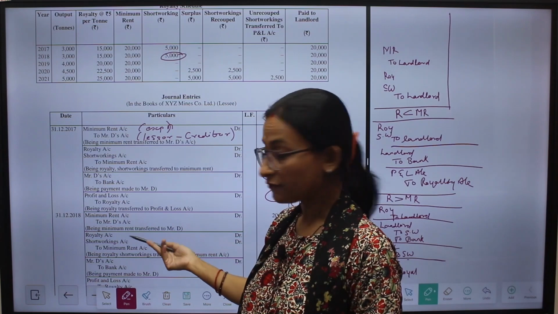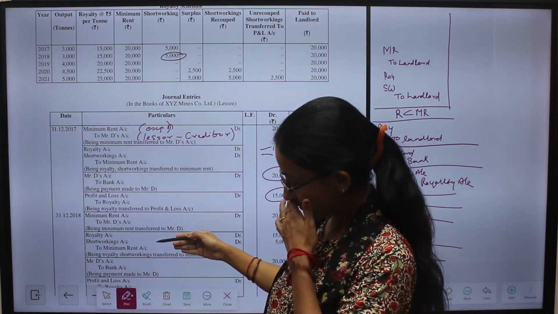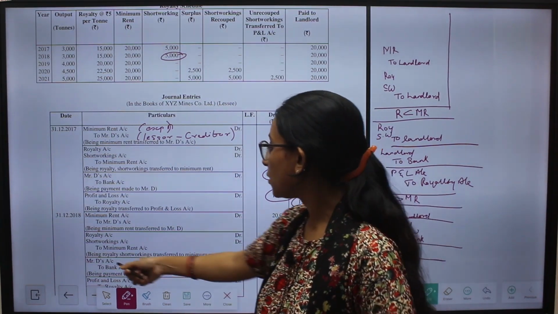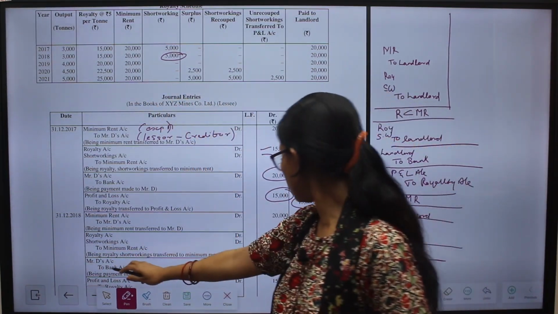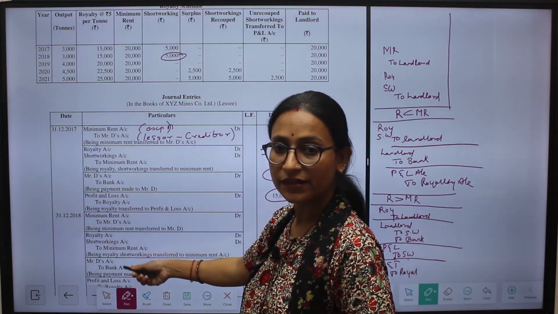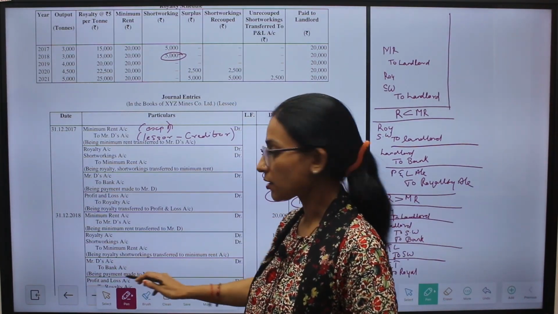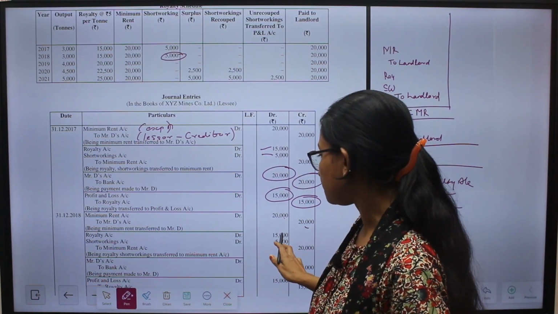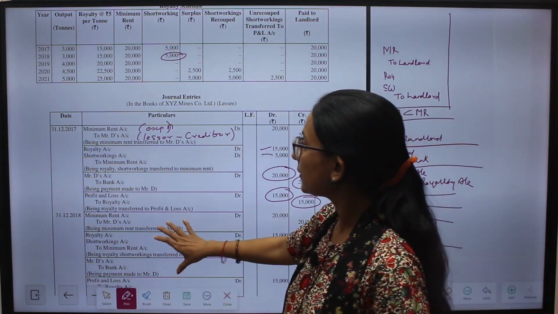After making the due payment, the minimum rent account is opened and closed, and we will make the payment to the lessor. So for making the payment to Mr. D, account debit, how much will we pay? Rupees 20,000, to bank account 20,000. Now after making the payment, we will transfer the royalty into the profit and loss account. Profit and loss account debit of rupees 15,000, royalty amount, to royalty account rupees 15,000. This is the second year entry.